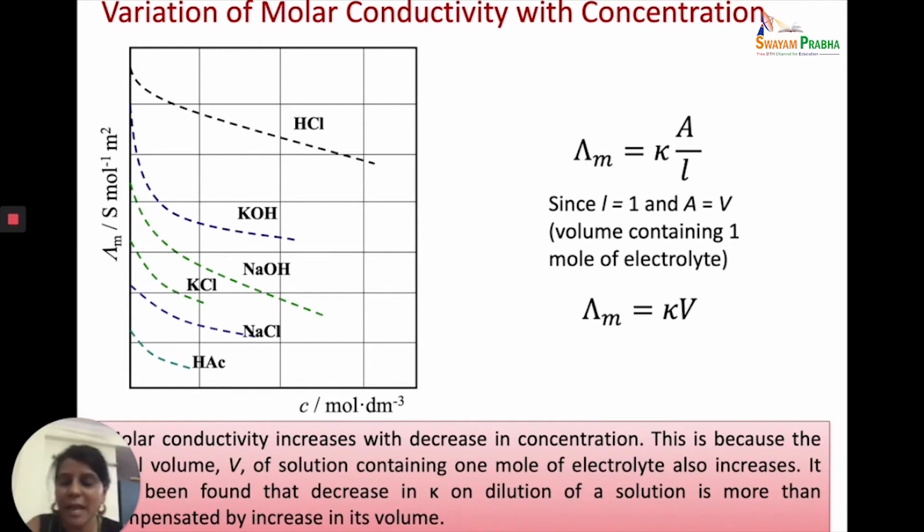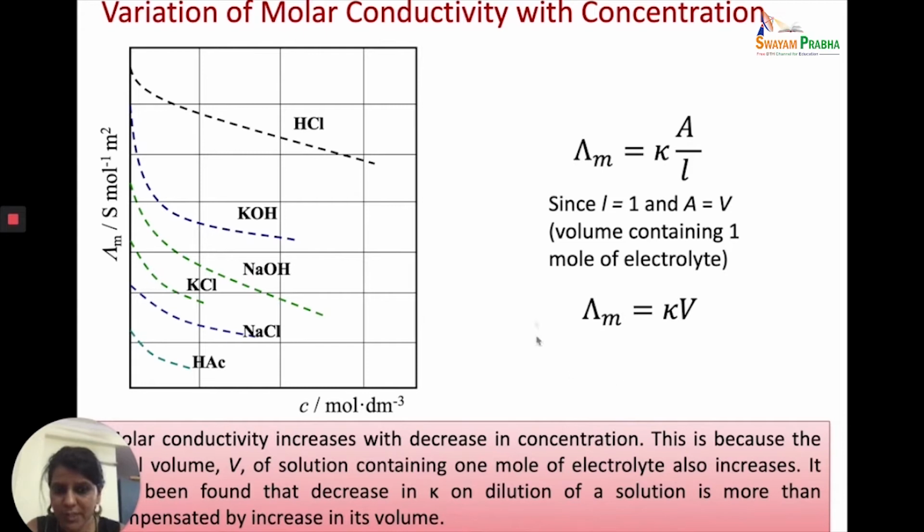We did say that lambda is equal to kappa by C, where kappa is conductivity and C is the concentration. What is concentration? Number of moles of substance per unit volume of the solution. So number of moles of electrolyte per unit volume of the solution. But for molar conductivity, number of moles is 1. So lambda can be expressed as kappa upon C, where C is equal to n by V. So n is 1, giving kappa into V. So lambda is equal to kappa into V.